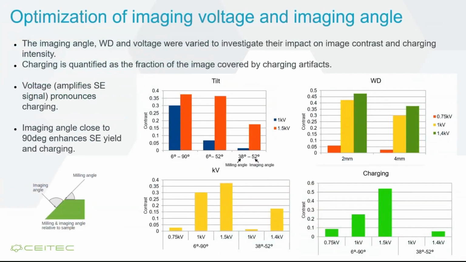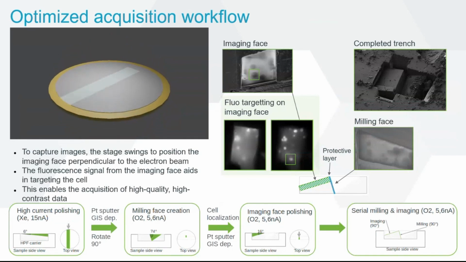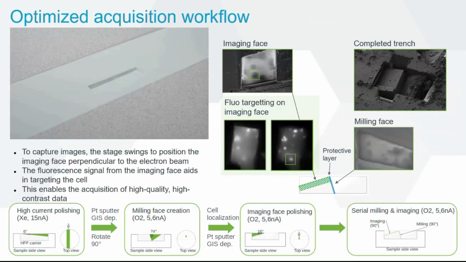So here you can see that with the increasing imaging angle, the contrast also increases. Of course, with increased energy, contrast goes up as well, but you have to be aware of charging. So that's why we use low kV, 1 kV or even a bit below, and 90 degrees imaging. Also, a decrease of working distance helps, but it is very complicated to change working distance during serial FIB-SEM volume acquisition.